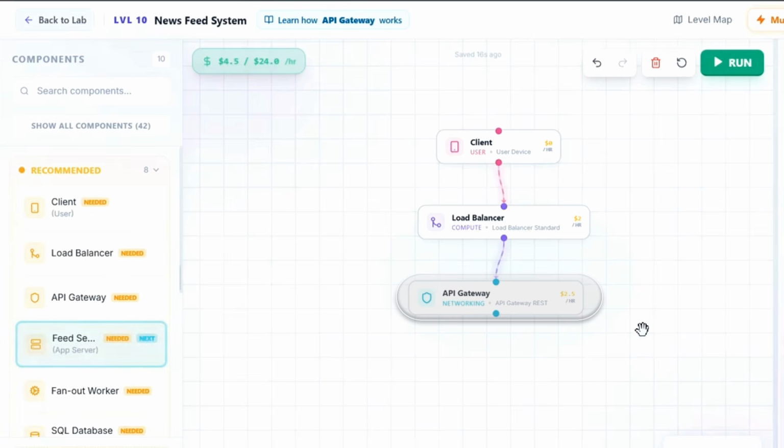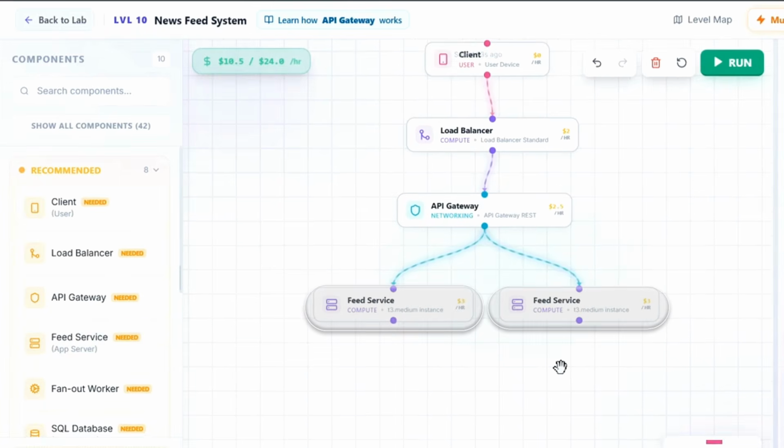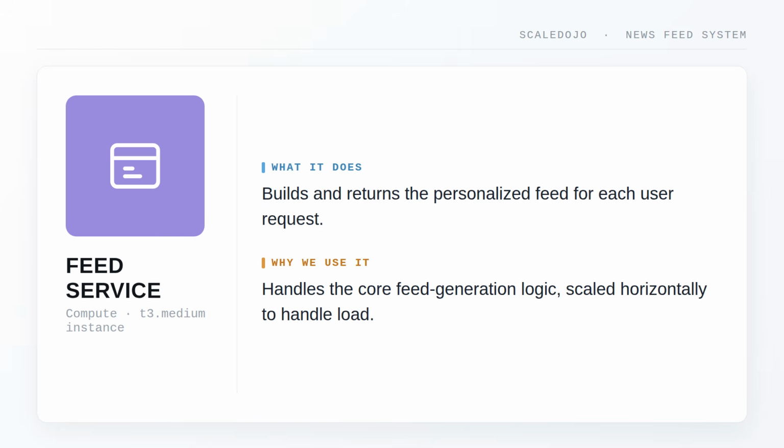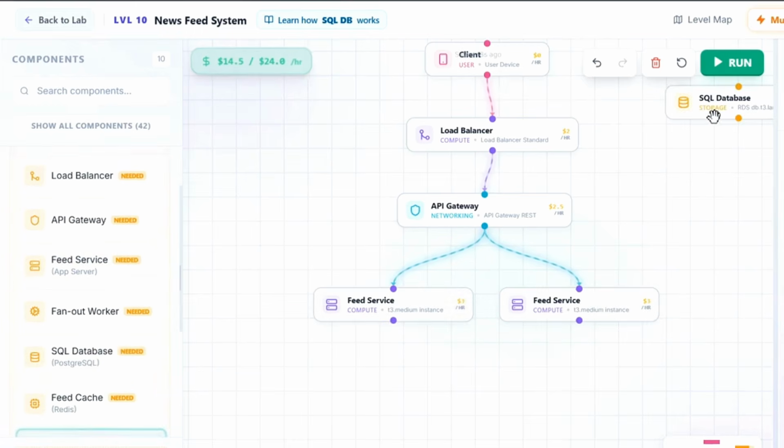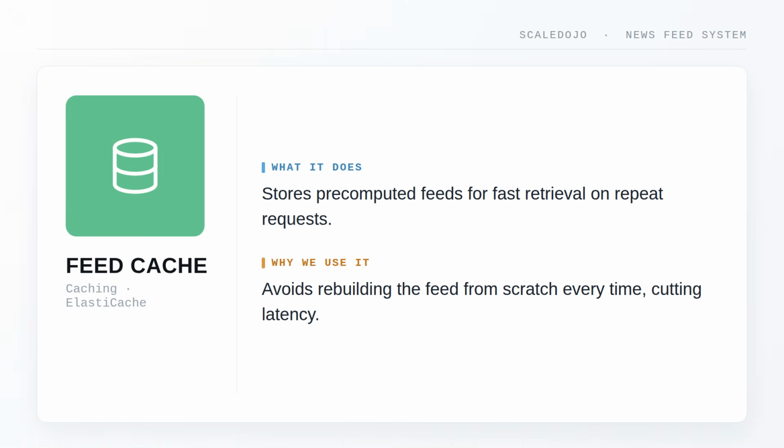So next we have our feed service instances. Now, in an architecture, we can have multiple feed service instances, but since we have a budget limit, we are only taking 2 feed instances here. The feed service is the core component of this architecture. Every main business logic is present inside this feed service. After the feed service, we have a main database or the SQL database, and we also have a cache memory.